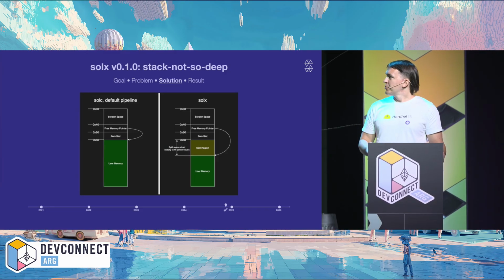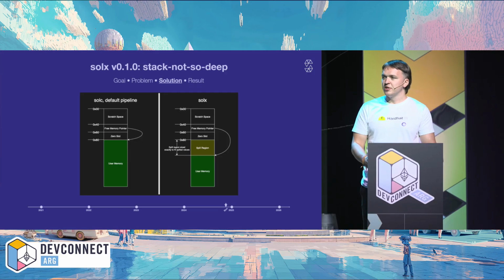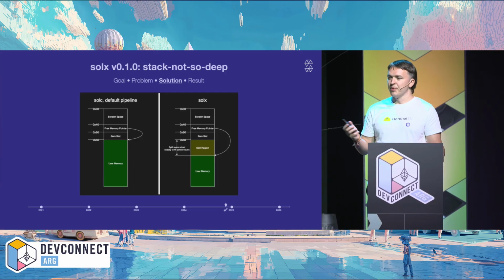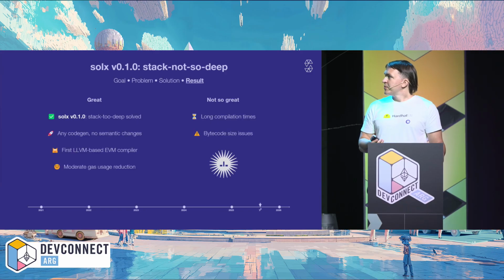Yeah, here's what we are doing. It's basically the same as the previous presenters talked about. We are allocating the spill region on the heap. We are moving the memory guard further, and the user memory shift further, and all these variables from the stack, they're allocated on the spill area. So yeah, stack too deep solved.